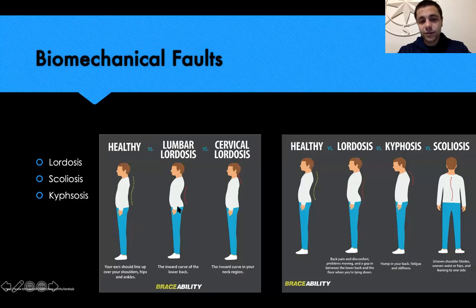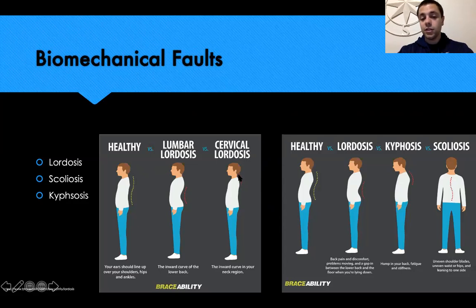And here with someone with lordosis, that concave curve is taken to the extreme, so to speak. It's an excessive concave curvature in the lumbar spine. It's an excessive lordotic curve. We can also see cervical lordosis, where especially people who have that forward head, rounded shoulder posture, their heads are always jutting forward, that creates an excessive lordotic curvature in the neck as well.